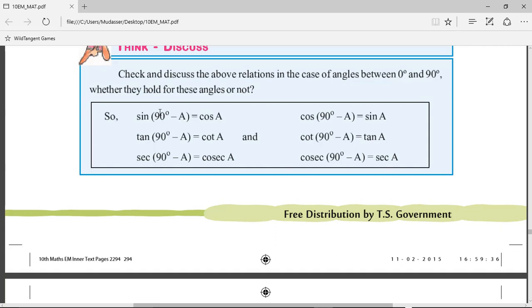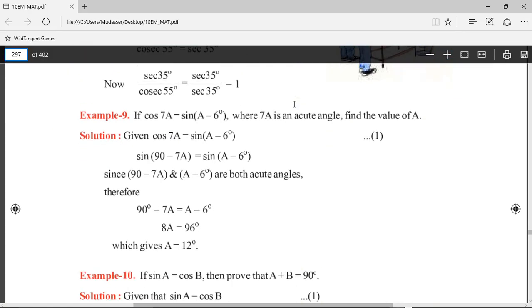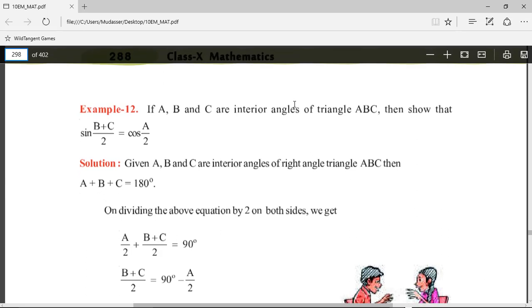I just remember this table this way. See here, we have 90 minus a. So when we have 90 minus a or 90 minus theta, sine gets converted to cos, cos gets converted to sine, tan gets converted to cot, cot gets converted to tan, secant gets converted to cosecant, cosecant gets converted to secant. As simple as that. Now that we know this, let us quickly jump to exercise 11.3. We'll start working on exercise 11.3 problems.